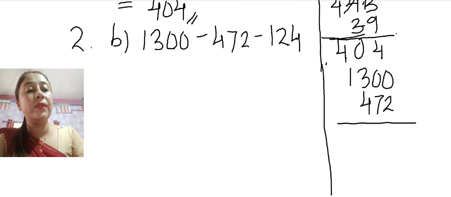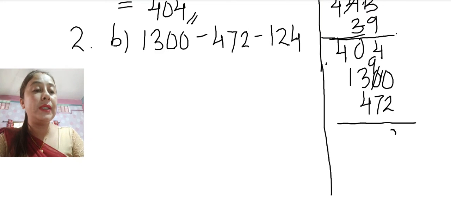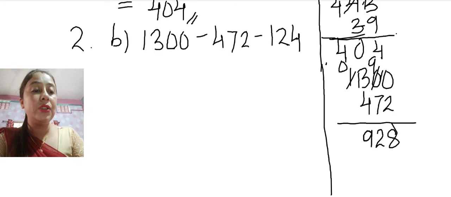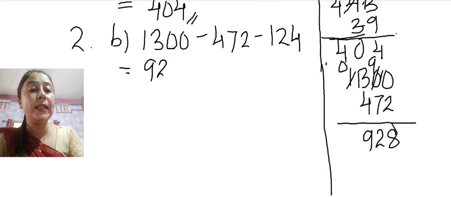So this will be 10. This has borrowed, so it will be 9. Yes. So 10 minus 2 is 8. 9 minus 7 is 2. 3 will be 13 because we can't subtract, so it will borrow its 1 and it will become 0. So 13 minus 4 is 9. So it will be 928. Yes, we have to subtract it from minus 124.